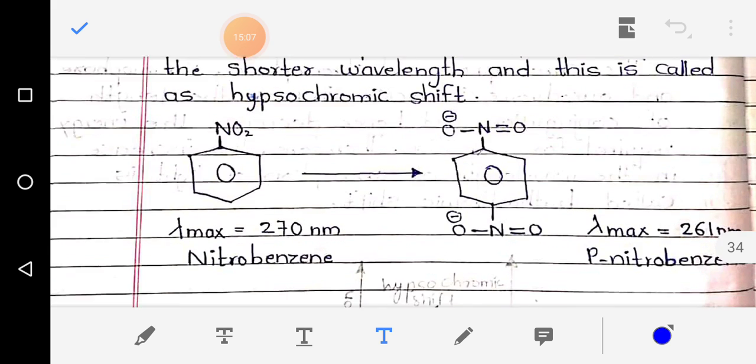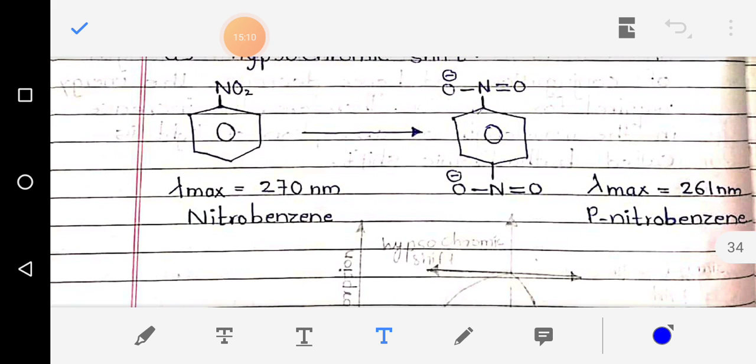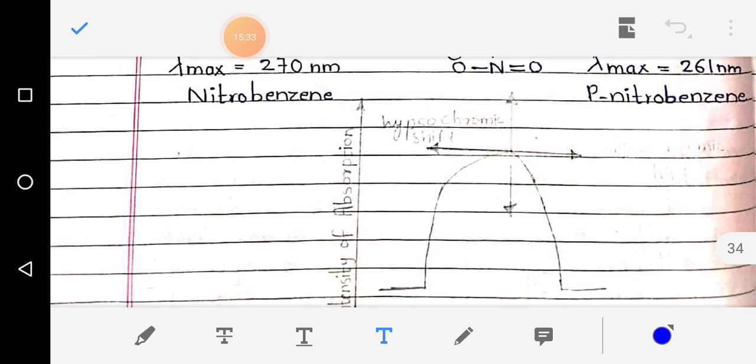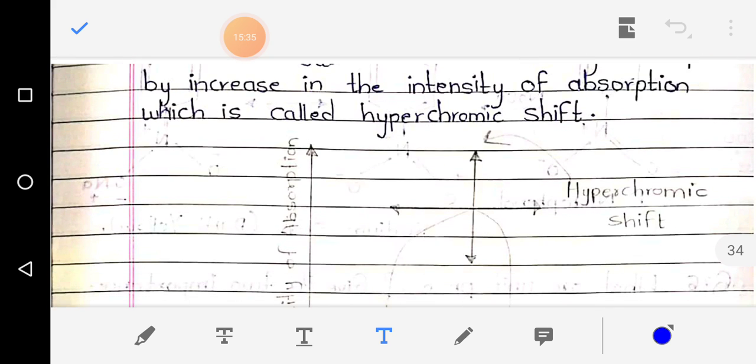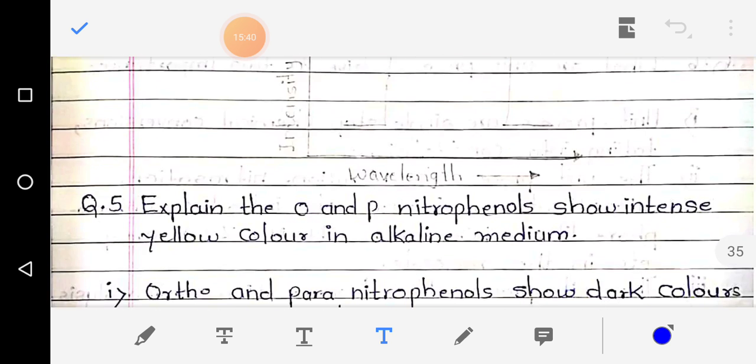Here we are given the wavelength, lambda max, for nitrobenzene, which is 270 nanometers. If it is para-substituted, the lambda max value changes from 270 nanometers to 261 nanometers, a change of 9 nanometers. This definitely decreases the wavelength of absorption, and there is also an increase in the intensity of absorption, which is called a hyperchromic shift.